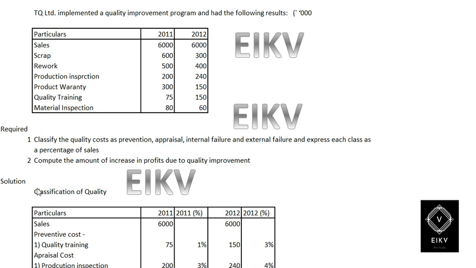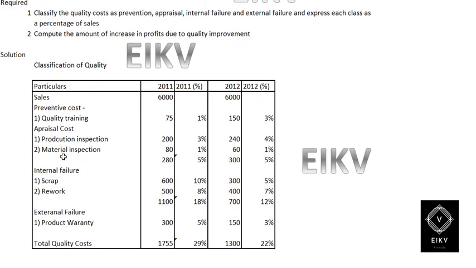As we check the solution, I have made a table with the heading classification of cost. So we are classifying all the costs which are given in the question. First we will write sales, and sales is 100 percent. Then we need to compute the percentage, as each cost has a percentage of sales. So for that I have made an additional column.